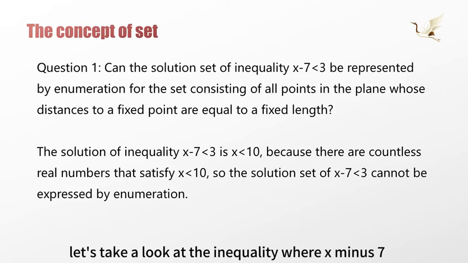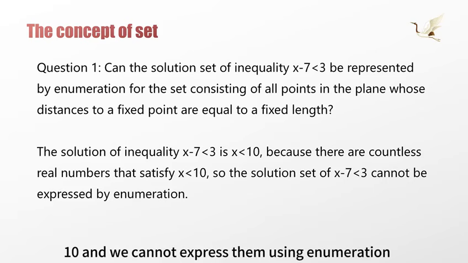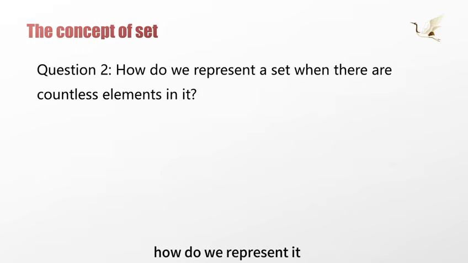For example, let's take a look at the inequality where x minus 7 is less than 3, and the solution is x less than 10. However, there are countless real numbers that satisfy x less than 10, and we cannot express them using enumeration. When there are countless elements in a set, how do we represent it?